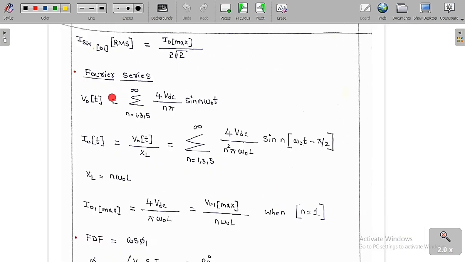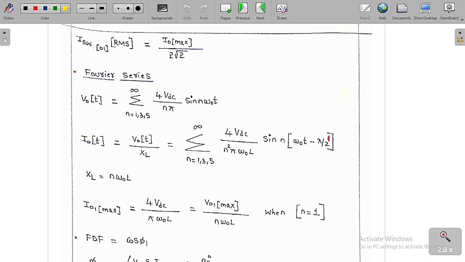Let me do the Fourier series of the output voltage and the output current, because they are periodic signals. The output voltage is equal to sigma n equals 1, 3, 5 up to infinity of 4 into the peak value, which is VDC by n pi, sin n omega naught t. The output current, which is output voltage by XL, is equal to sigma n equals 1, 3, 5 up to infinity of 4 VDC by n pi into n omega naught L. So you are going to get 4 VDC by n square pi omega naught L, sin of n omega naught t minus n pi by 2.